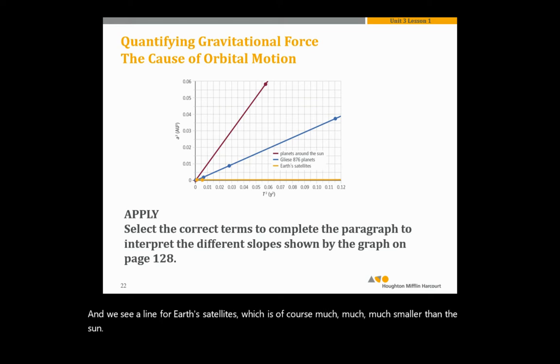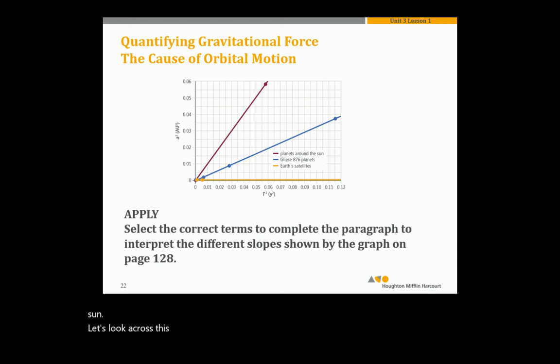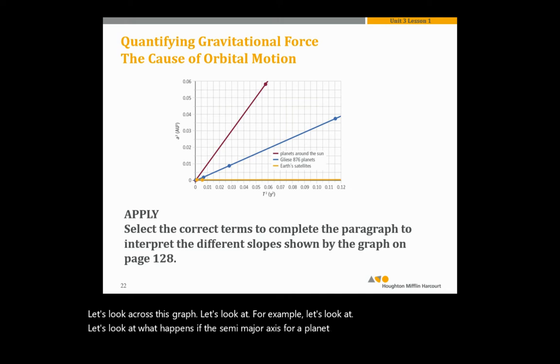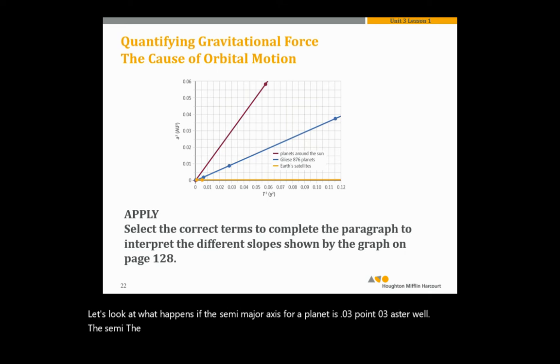Let's look across this graph. Let's look at what happens if the semi-major axis for a planet is 0.03 astronomical units. Well, the cube of the semi-major axis is equal to 0.03 astronomical units cubed. Okay, so here's where we're going to look across.